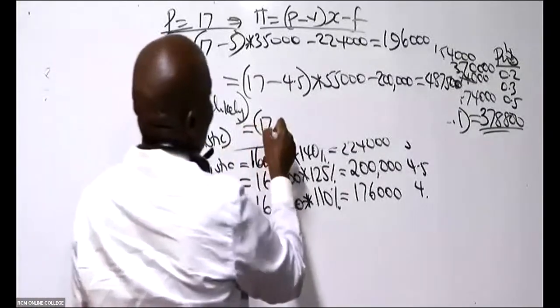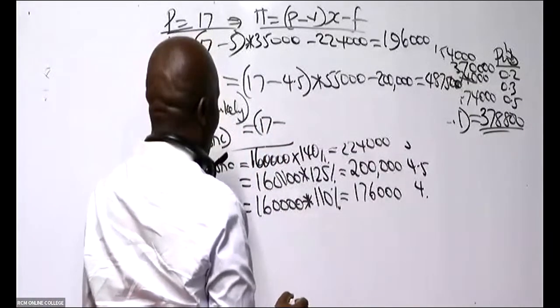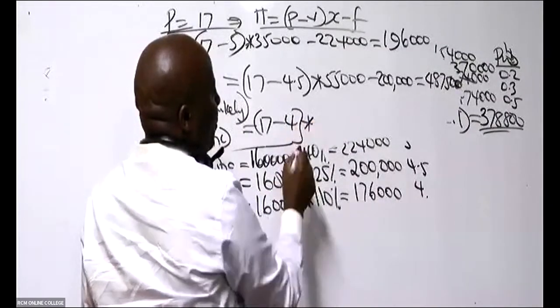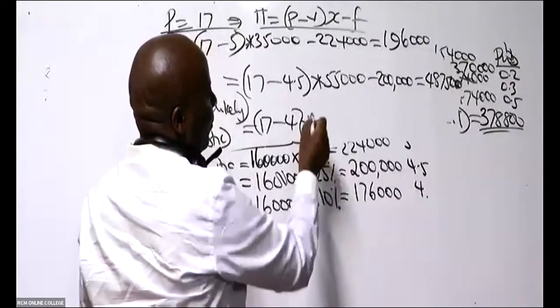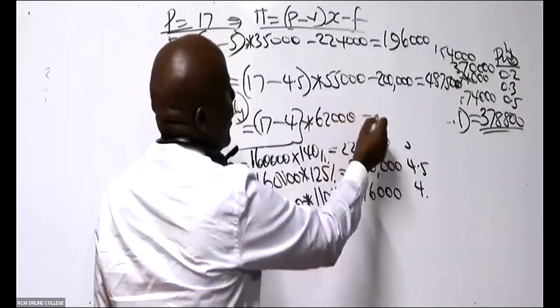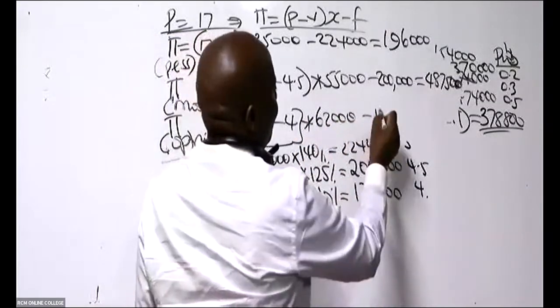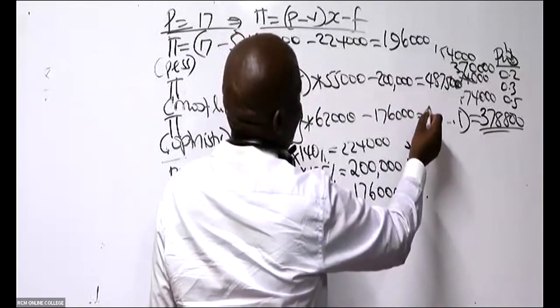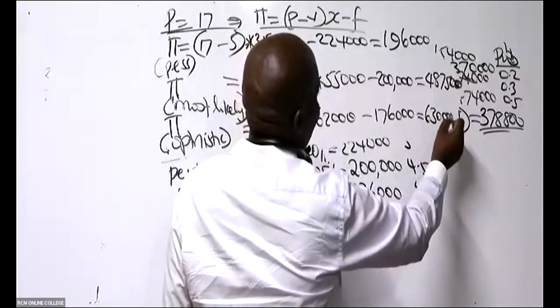Then we have here profit optimistic. In this case, the price is 17. Variable cost 4. Optimistic demand, 62,000. Optimistic fixed cost. So which will give you what figure? 630,000.